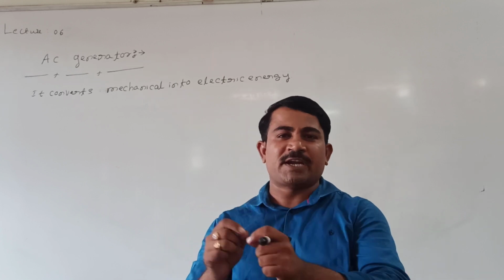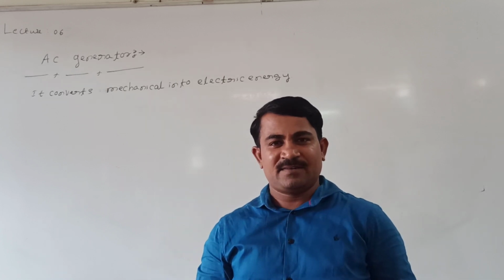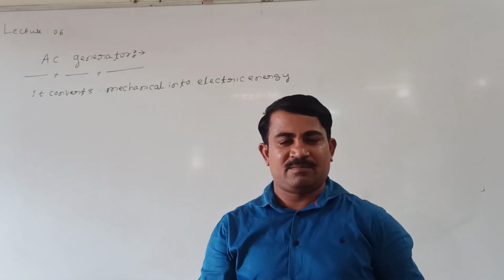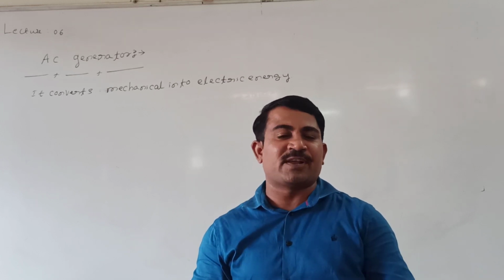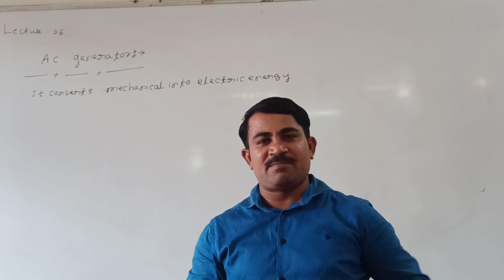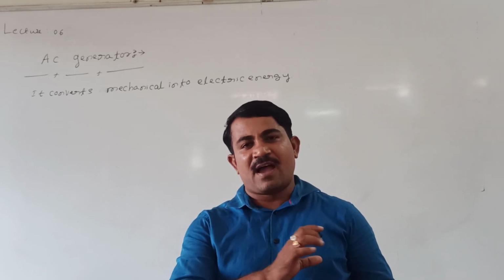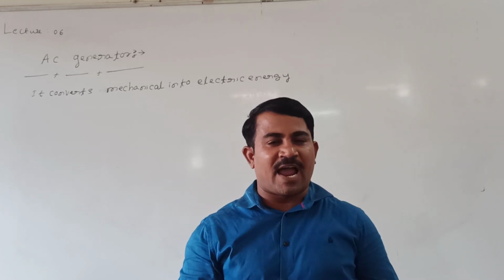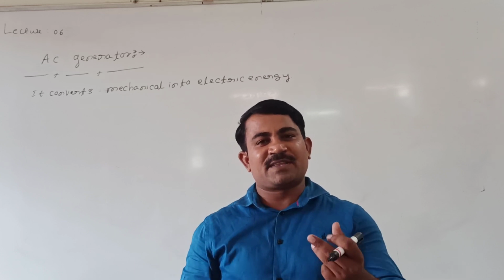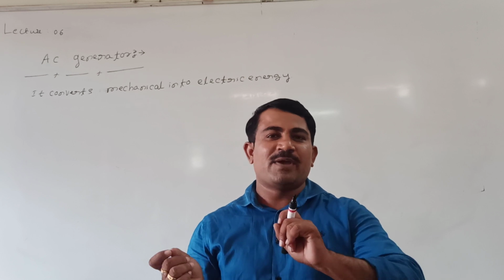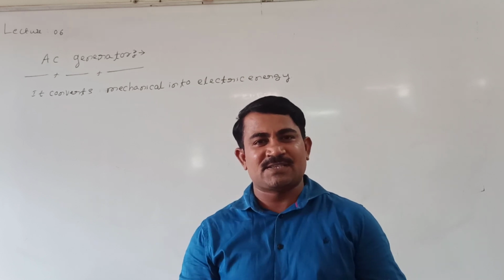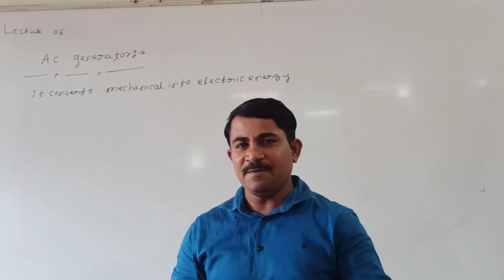If a coil rotates in a uniform magnetic field, an EMF is induced in the coil. Because we already know that wherever the magnetic flux changes, how does the magnetic flux change? Either by changing the magnitude of the magnetic field, or by changing the area of the coil, or by changing the orientation of the coil. By these three factors, the magnetic flux linked with the coil changes. So wherever the magnetic flux linked with the coil changes, an EMF is induced directly.